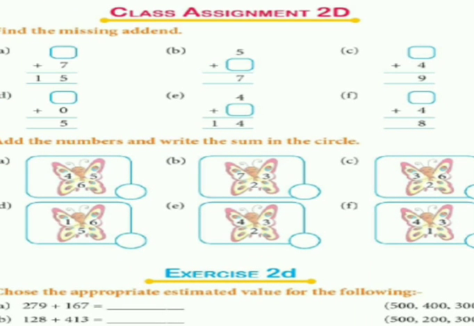Finding the missing addend. In the same manner you will do these. You will just subtract the 7 from 15, and whatever answer you get, you will fill in here. Like 15 minus 7, the answer will be 8. So you will fill 8 in the first blank box. Is it clear to you?